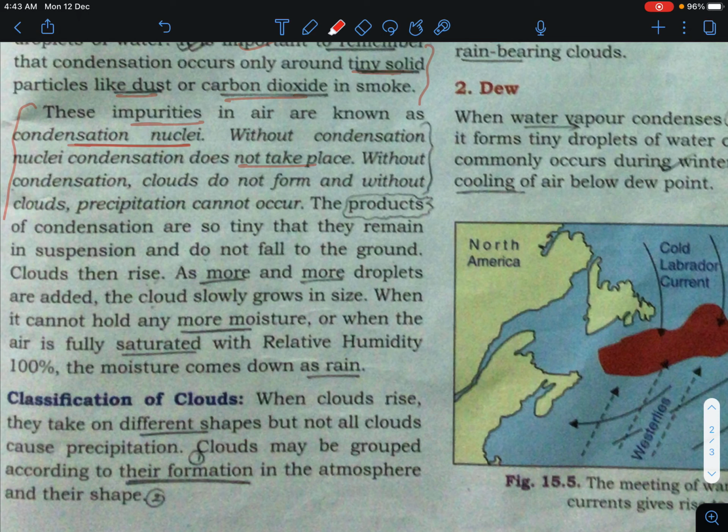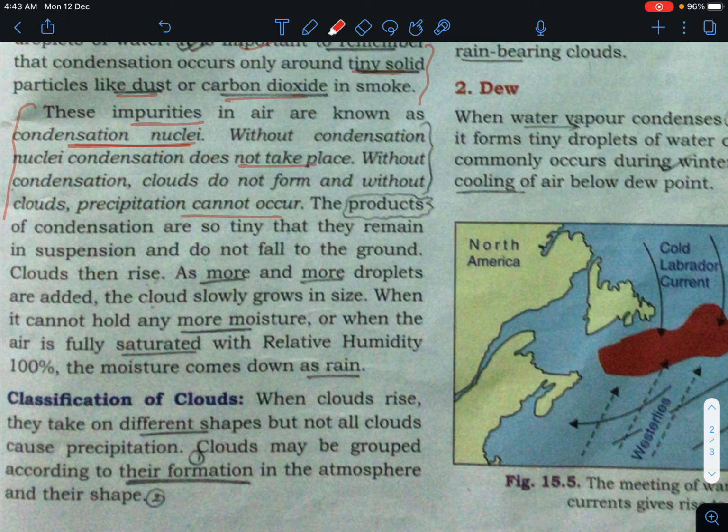We are saying that if these hygroscopic nuclei, or condensation nuclei, are not present in the atmosphere, then a cloud is not going to form. And if a cloud does not form, then without cloud precipitation cannot occur. Now, the product of condensation, we are talking about, is the water vapor.